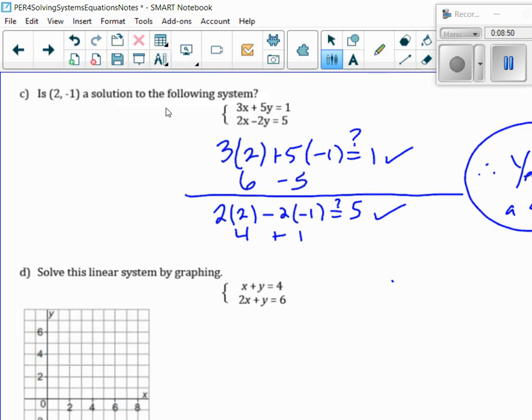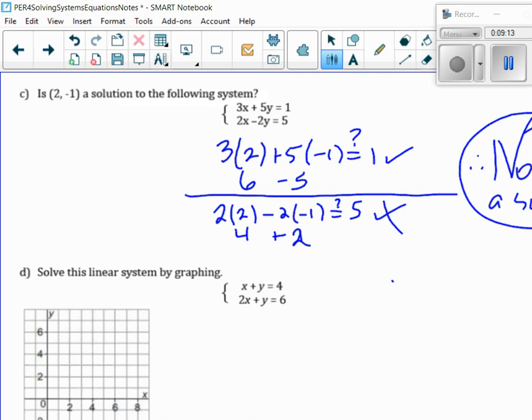Okay, so you have to make sure. Oh my gosh! Oh my gosh. Yeah, this is +2. That's not right. That's not right. So therefore, let's change your answer. No, it isn't a solution. Holy smokes. Okay, good thing somebody's paying attention there, right?